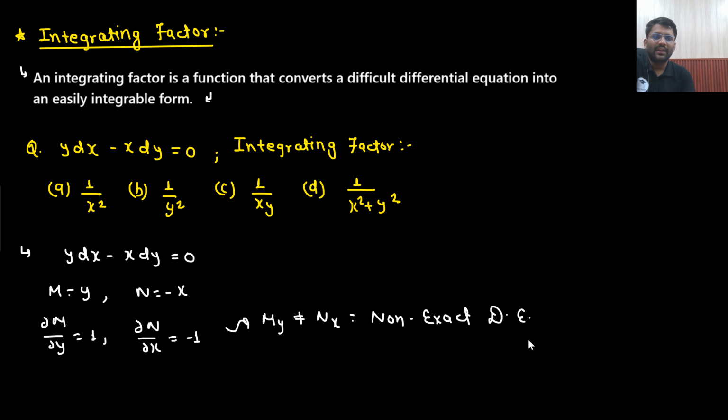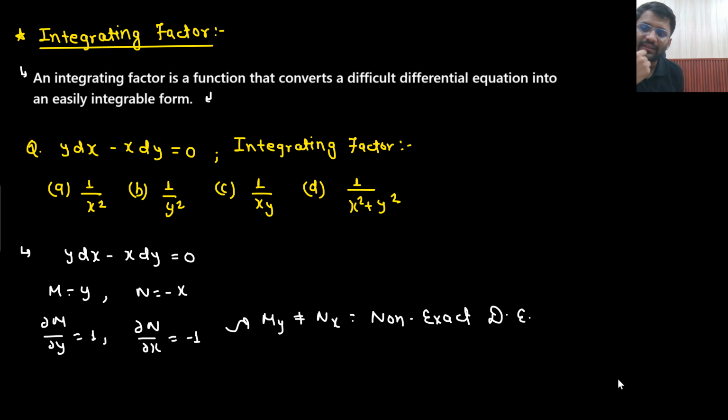What would the integrating factor say? That if you multiply me with your equation on left hand side as well as right hand side, then I will make your equation easier. 1 by x square is saying that if you multiply me with this differential equation, then I will make your equation easier. How will you make your equation easier?